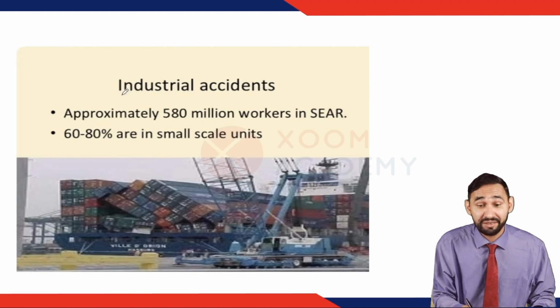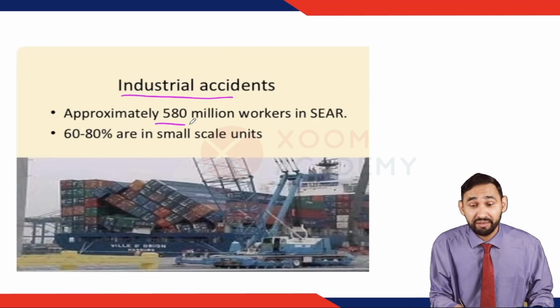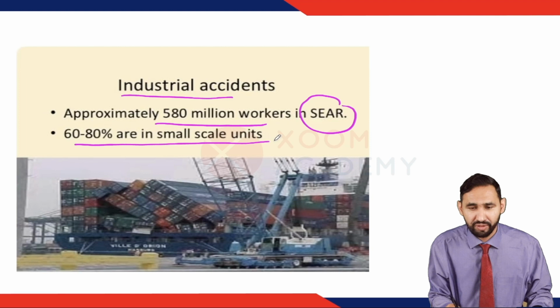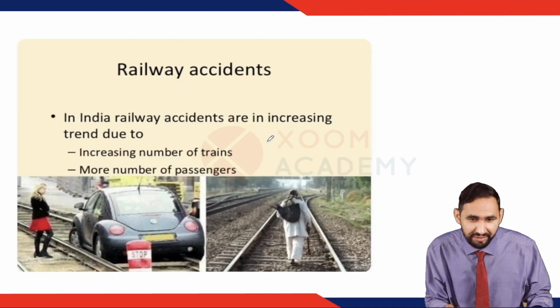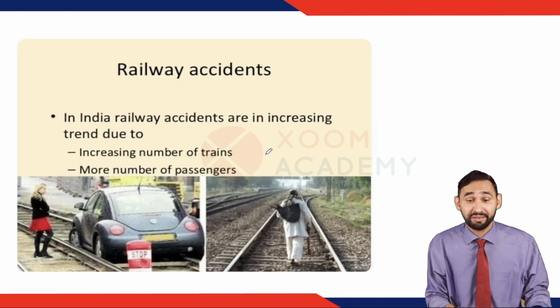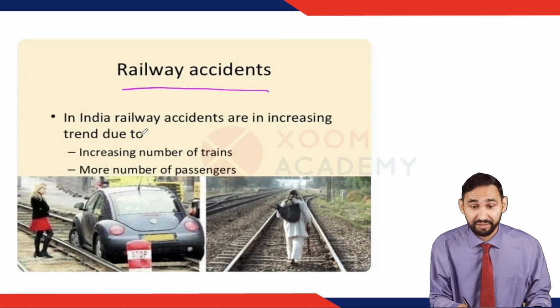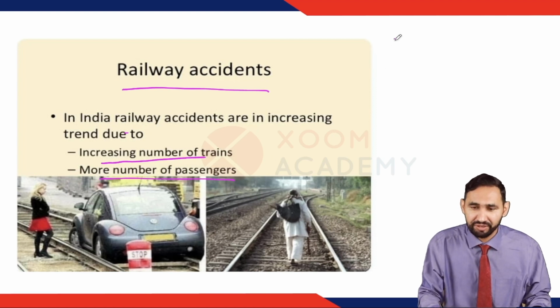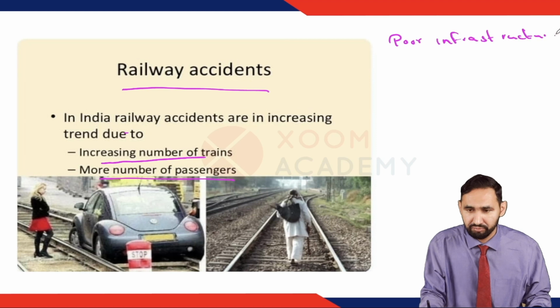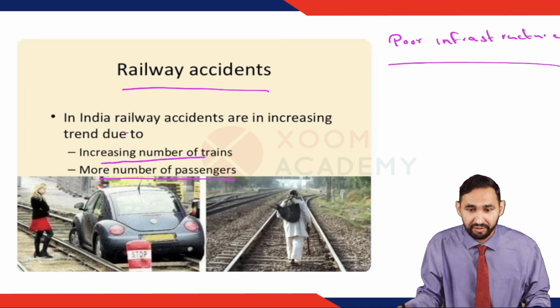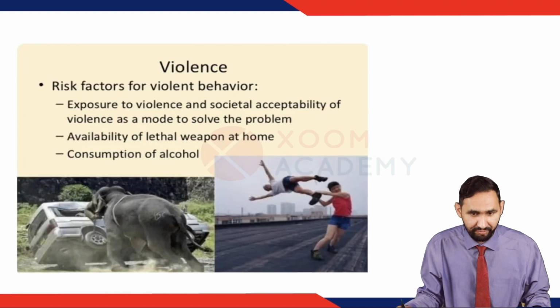Then there are industrial accidents. 580 million workers are working in industry in the Southeast Asian region, and 60 to 80% are in small scale units, which is causing accidents. Then there is the railway system present in our country. This is causing railway accidents in India and in Pakistan. There is an increase in number of trains, more number of passengers, and poor infrastructure of railway. Trains are not maintained. This is causing accidents.